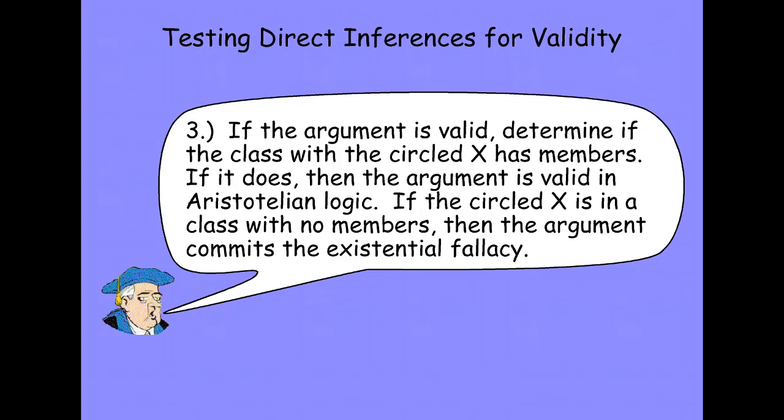So if it's the class of unicorns, where there are no unicorns, then that argument, while formally valid in Aristotelian logic, violates the Aristotelian assumption. It requires that a class of unicorns, for example, have at least one member when it doesn't. And therefore, instead of writing valid in Aristotelian logic, we write existential fallacy. It's committed the fallacy of making that Aristotelian assumption that there's at least one member, that there exists a member of that class, when in fact there doesn't.